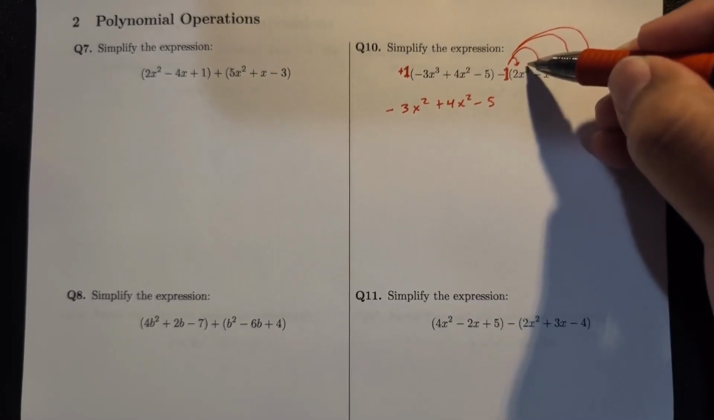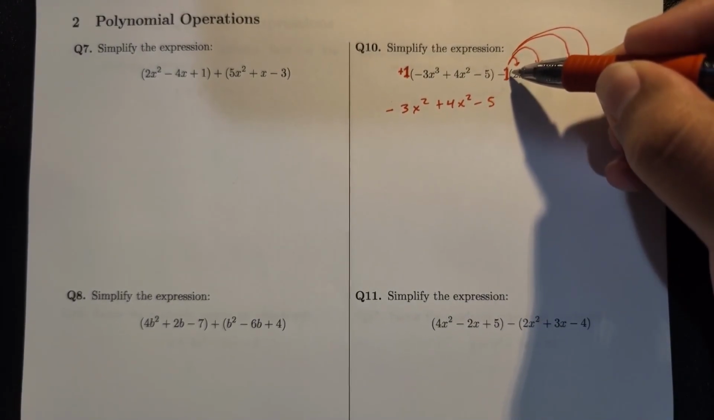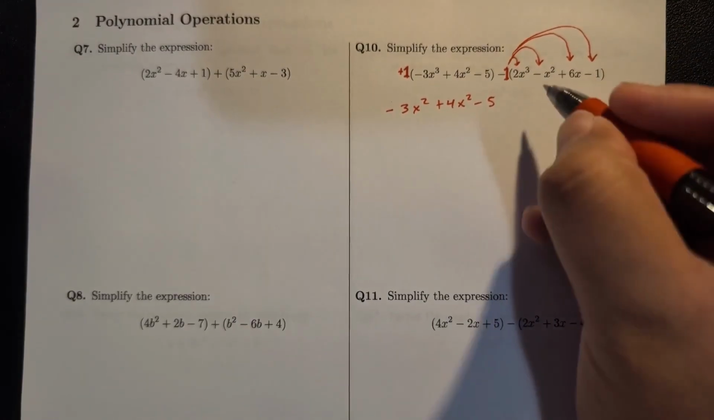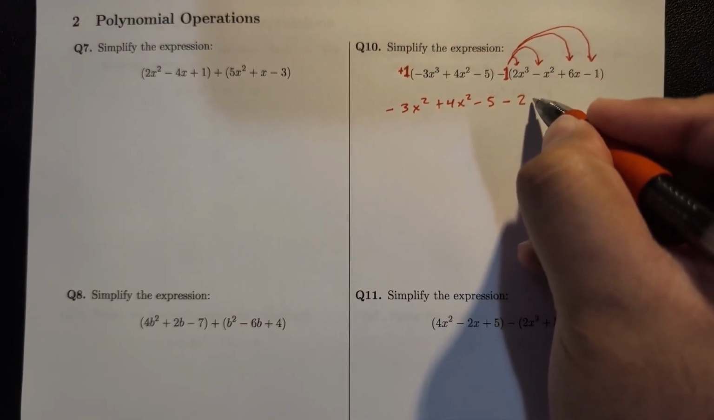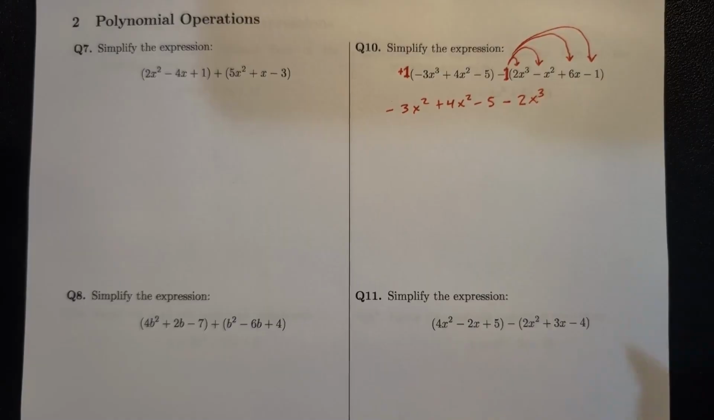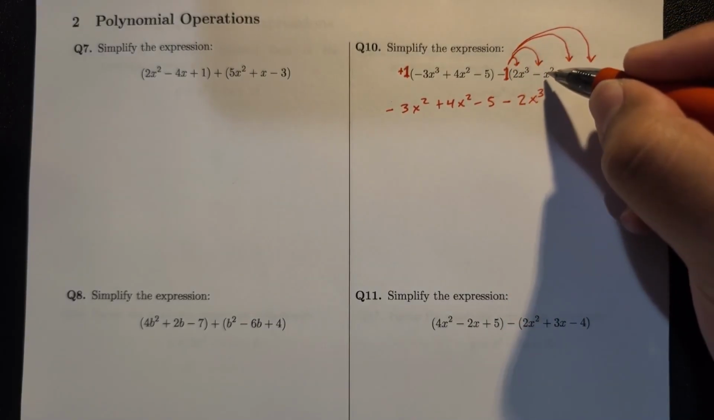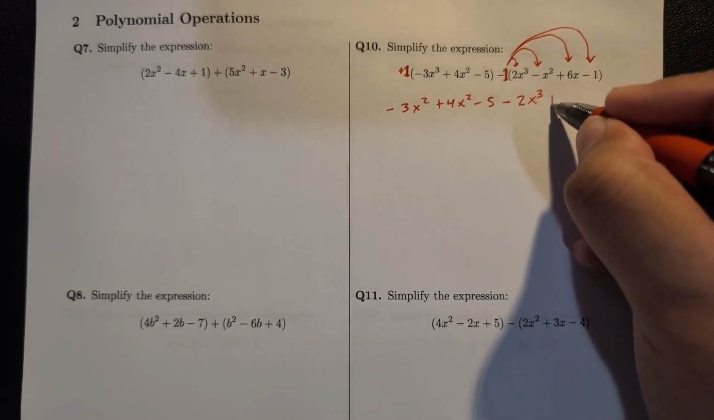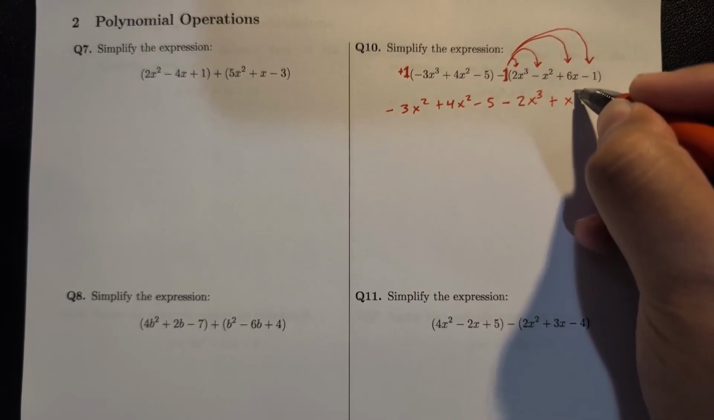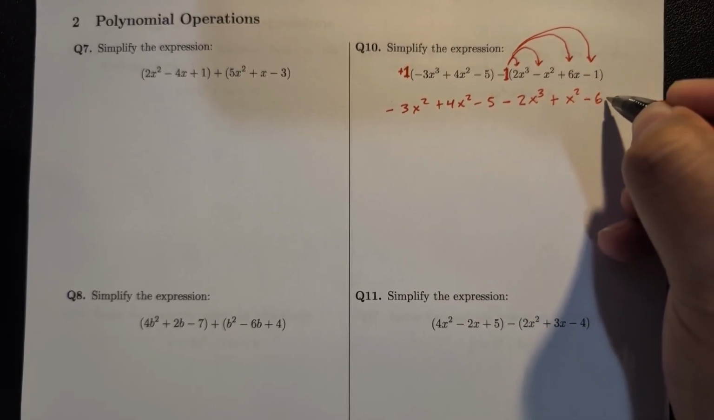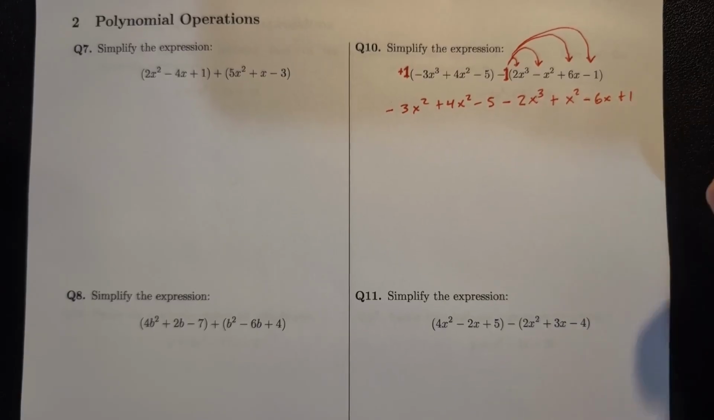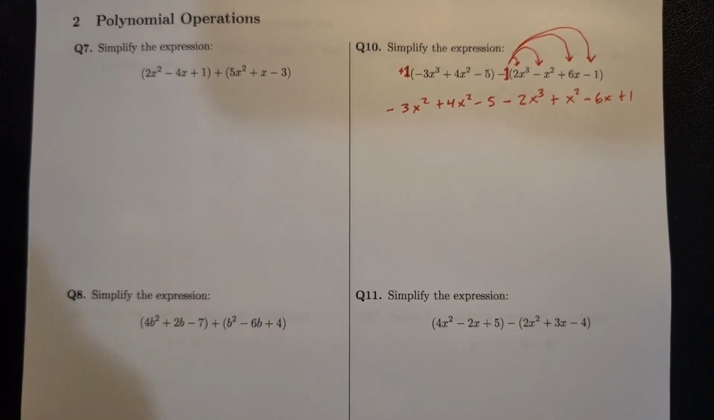Now when I distribute, I'm going to have negative 1 times positive 2. That becomes a negative 2x to the third. And then a negative 1 times a negative x squared becomes a positive x squared, negative 6x, positive 1. And now we're just going to be combining like terms.